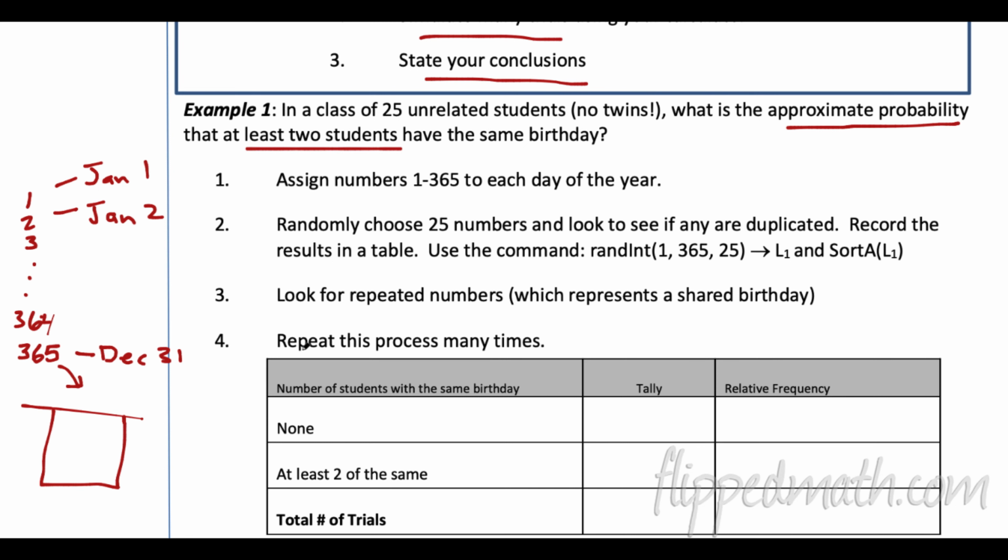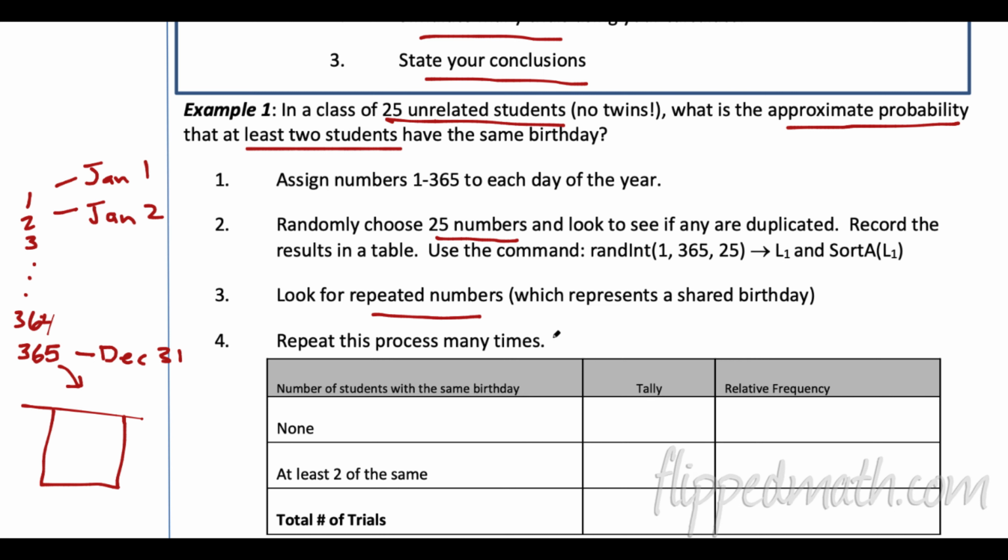We're going to repeat that 25 times because the question is about a class of 25 unrelated students. So we need 25 pieces of paper. Each paper will represent a date from January 1st up to December 31st, one of the days of the year. We're going to then look for repeated numbers. After we put them in our calculator, we'll sort them and look for repeated numbers. If a number repeats, then we know that we pulled out two students, two numbers, and they share a birthday.